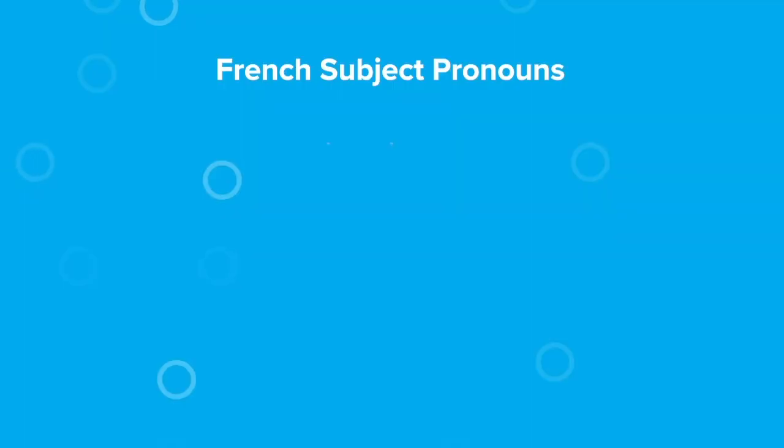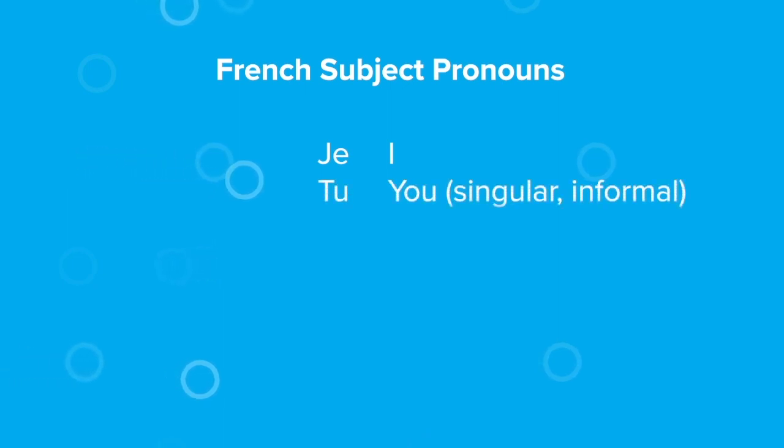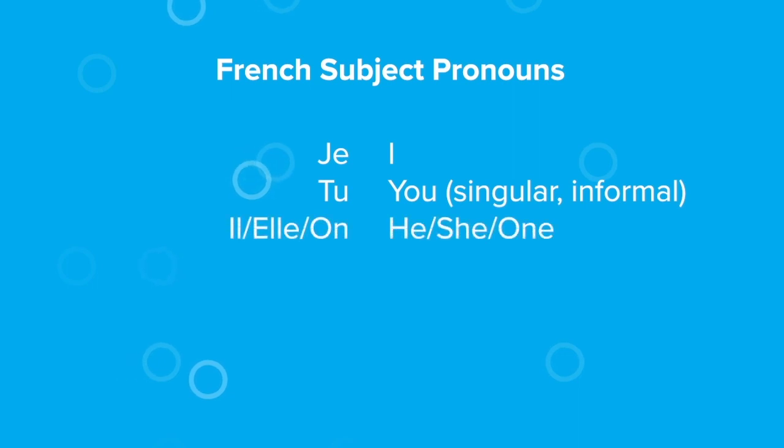First things first, we conjugate in 6 different personal subject pronouns, and these represent the subject in each sentence. First person singular is je, which means I. Second person singular is tu, which is you. Third person singular is represented by il, elle, and on. Il means he, elle is she, and on is a general subject that means one. You'll also hear this more frequently used in informal contexts to mean we.